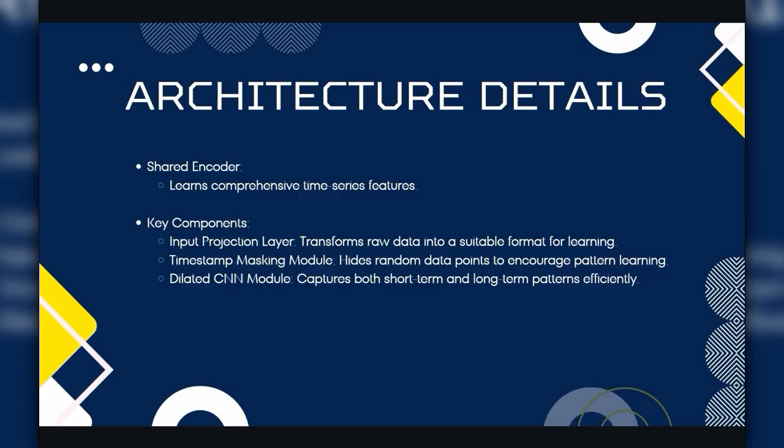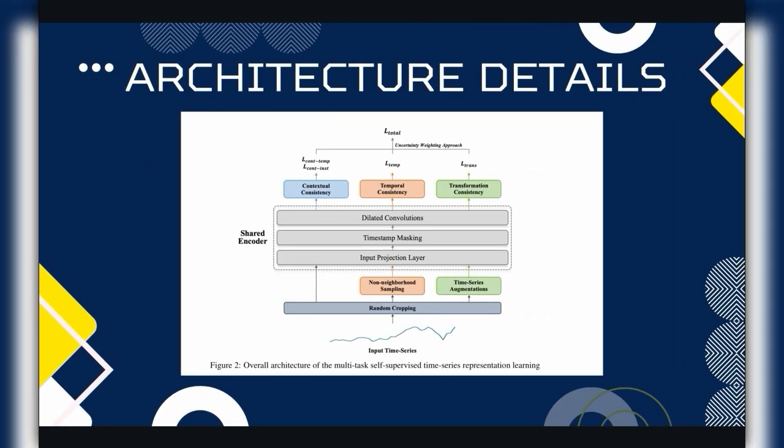As you can see from this diagram, we will be passing the data through three layers: the input projection layer, the timestamp masking layer, and the dilated convolution layer. After that, we will be applying the three consistencies, and we'll be combining them through the uncertainty weighting approach to get the final loss. So this is the overall architecture of the multitask self-supervised time series representation learning.